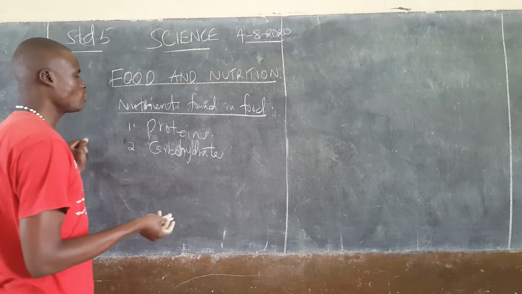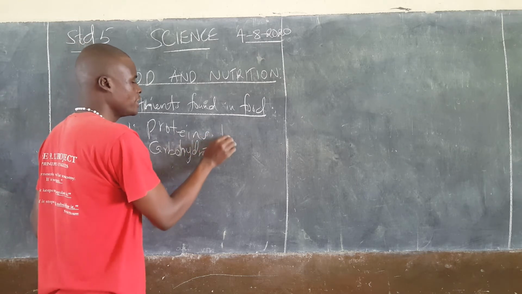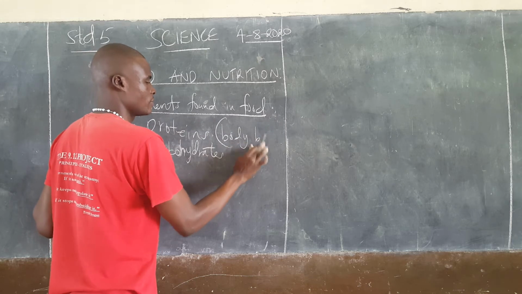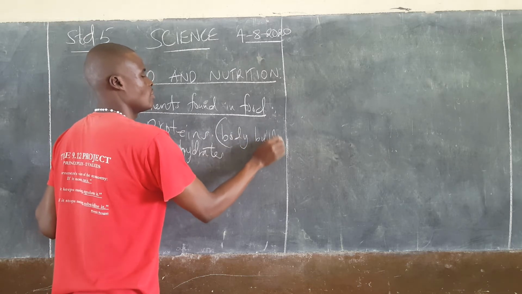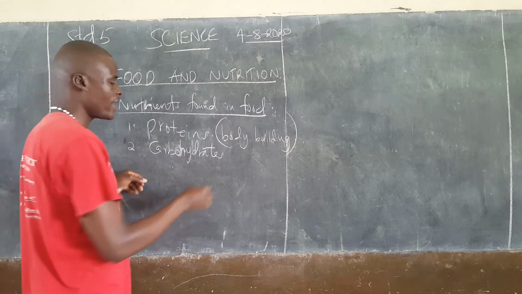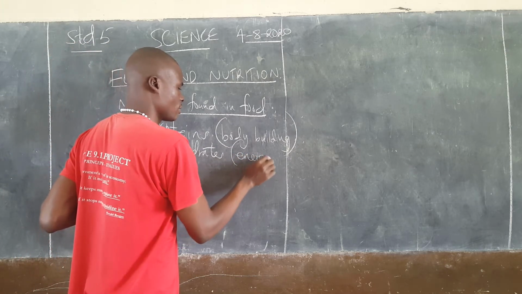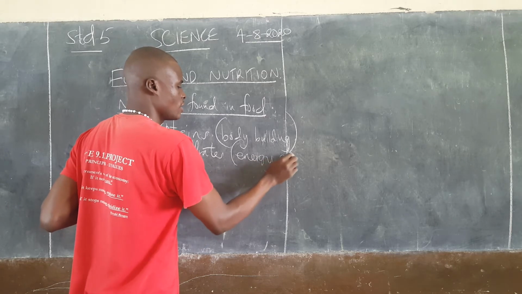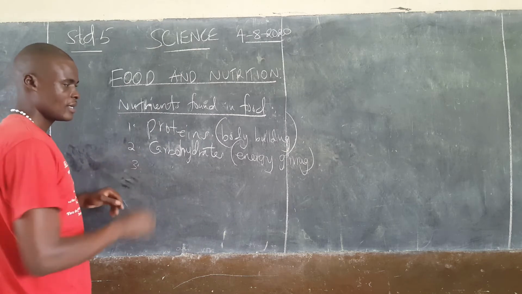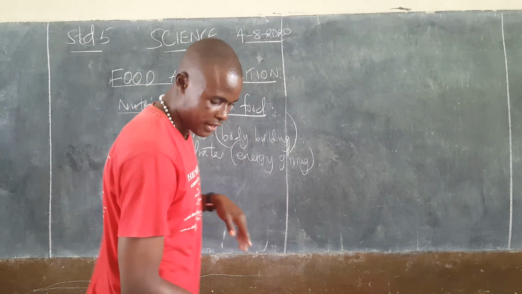And just to mention, proteins are also known as bodybuilding and repair food. Then we have carbohydrates, and these ones are energy giving. After energy giving food, we also have the vitamins.